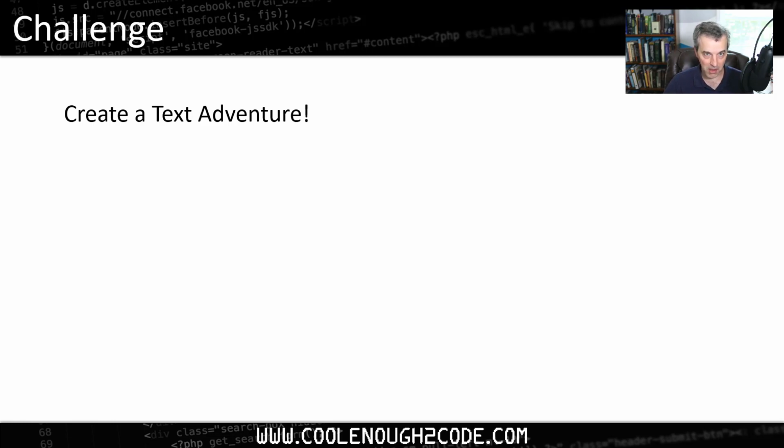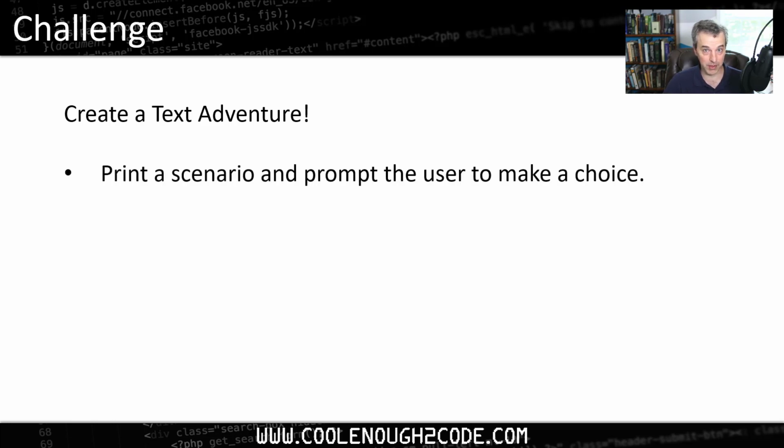So you can see how that branching can get pretty complex. What I basically want you to do is create a text adventure that will display an initial scenario that asks the user to make a choice. It can be at least two. You could have more if you want. You could be creative with it.